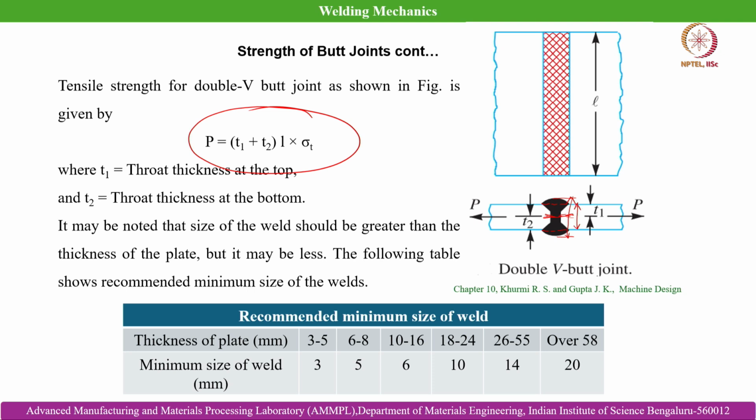So this table shows the recommended minimum size of the weld. If the thickness of the plate varies between 3 to 5 mm, the minimum size of the weld should be 3. If it is between 6 to 8, the minimum size should be 5. Likewise, it is given for different plate thicknesses. Below this size of the weld, the joint is subject to failure, and it will hardly have any strength or structural integrity.